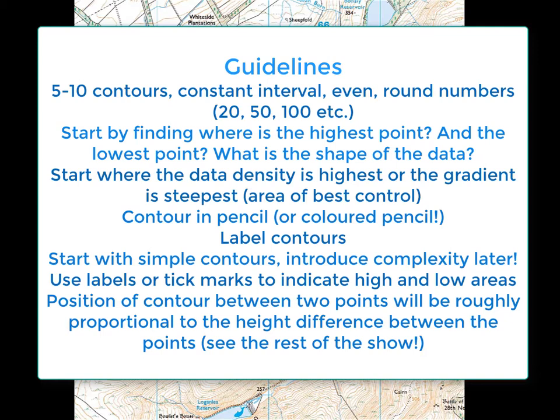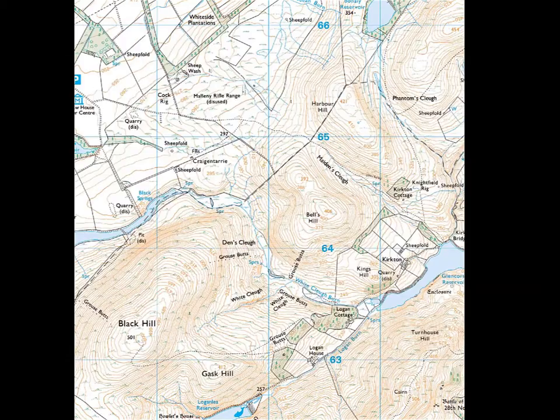In order to do this, it is best to start by examining the map and finding the highest and lowest points so that you can work out the right contour interval to use to get at least 5 contours. When you start contouring, always start where the data is densest or steepest. Always contour in pencil and always label your contours. Keep it simple. Use ticks or labels on highs and lows, and we will cover in this tutorial the art of placing contours between data points.